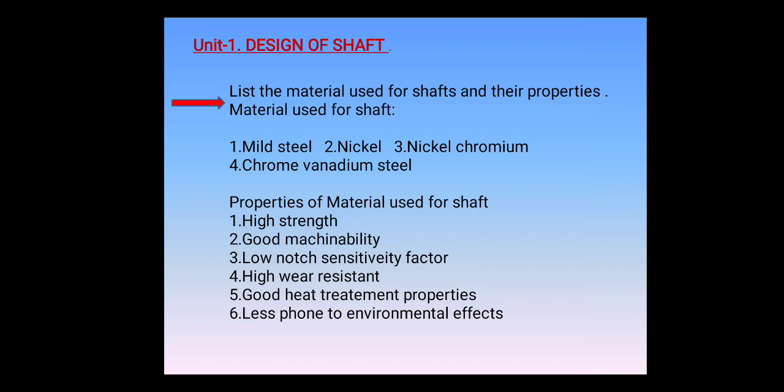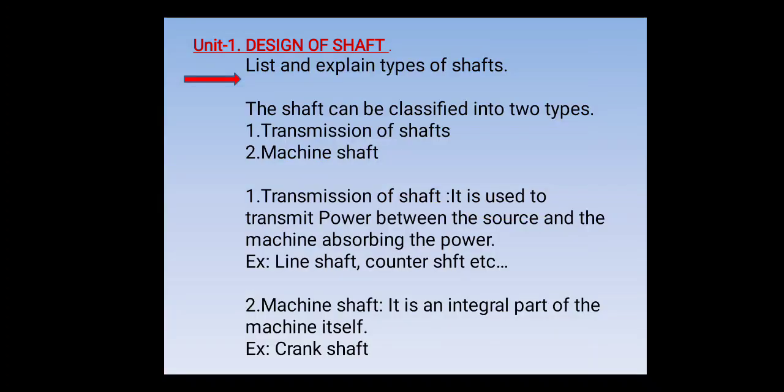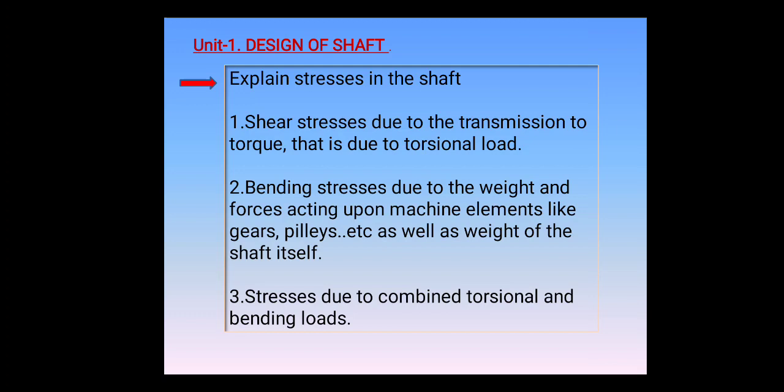For example, list the materials used for the shaft and their properties. Just now I told the answers, which may be asked for 5 to 10 marks. Second, list and explain the types of shafts. Only 2 types, with examples you need to write the answers. And finally some questions like explain the stresses in the shafts during working time, what types of stresses may exist. He may ask theory questions like these.